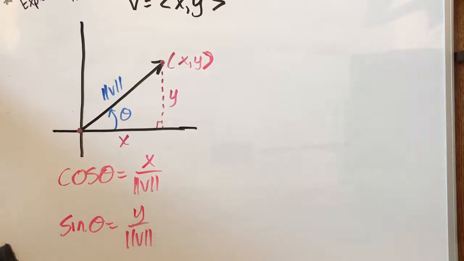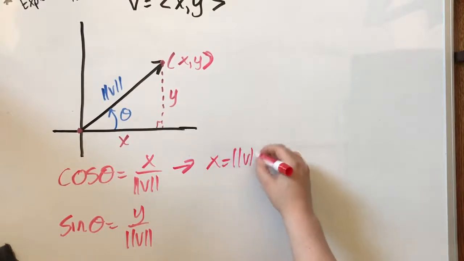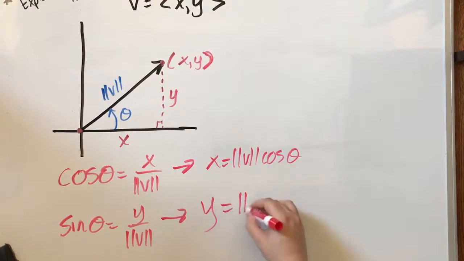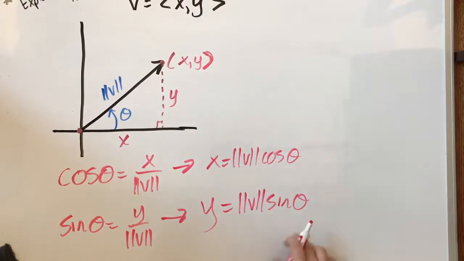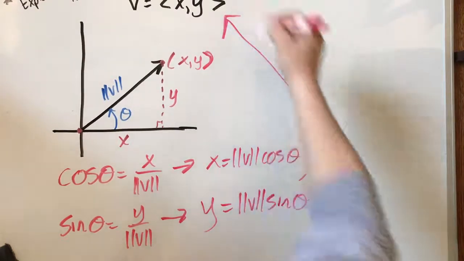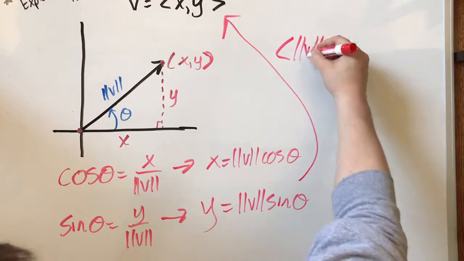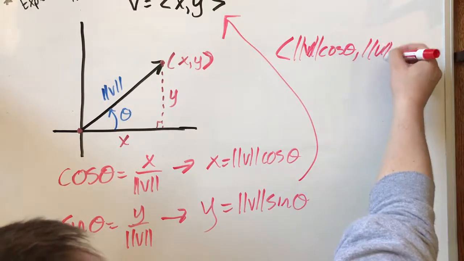And then if I just take each one of these and solve for x and y, I'll get that x equals the magnitude cosine theta, and y equals the magnitude sine theta. Okay, so x is still a cosine, y is still a sine, and now I can rewrite this and say that it's just the magnitude of the vector cosine theta, magnitude of the vector sine theta.